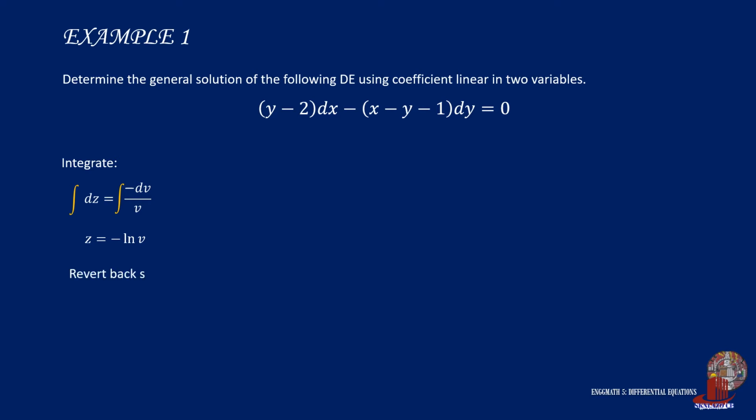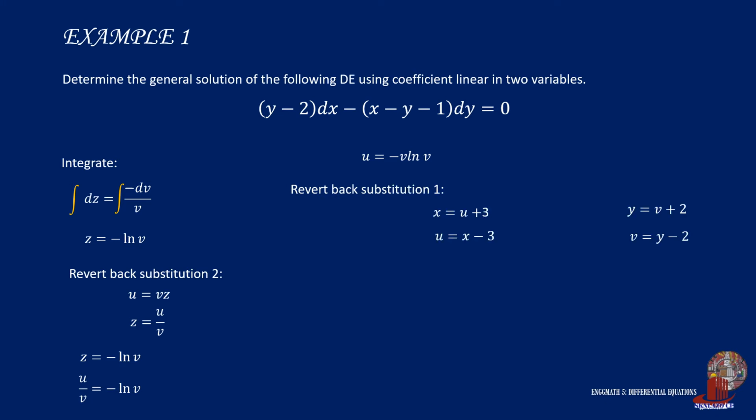With integration done, we can revert back the substitutions earlier. Start with the latter substitution of u is equal to vz, taking z as u all over v. Plug it into the equation to have u is equal to negative v times natural logarithm of v. And revert back the first substitution made where x is u plus 3 or u is x minus 3. Do the same with v as y minus 2. Place them in the equation to have x minus 3 is equal to negative of the quantity y less 2 times the natural logarithm of y less 2 plus c.